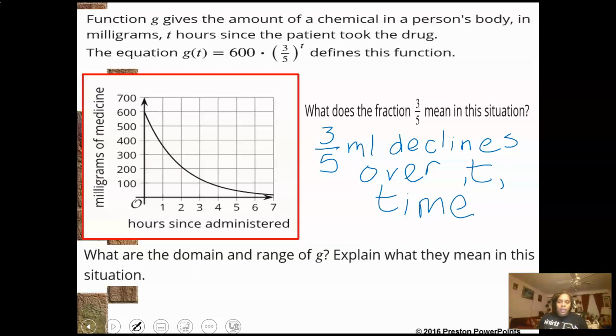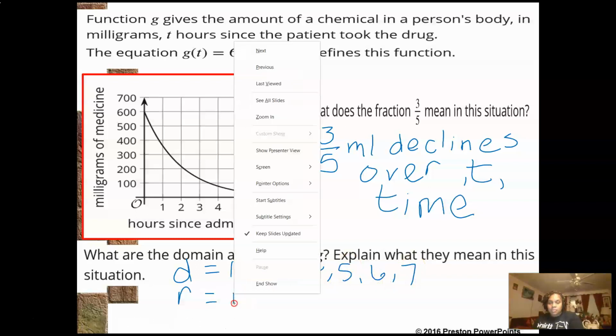Now, what are the domain and range of G? The domain are all the X values. So we have 1, 2, 3, 4, 5, 6, 7. And the range are all the Y values, 100, 200, 300, 400, 500. So here you have all the domain and all the range. The domain is 1, 2, 3, 4, 5, 6, 7, and the range is the medicine.